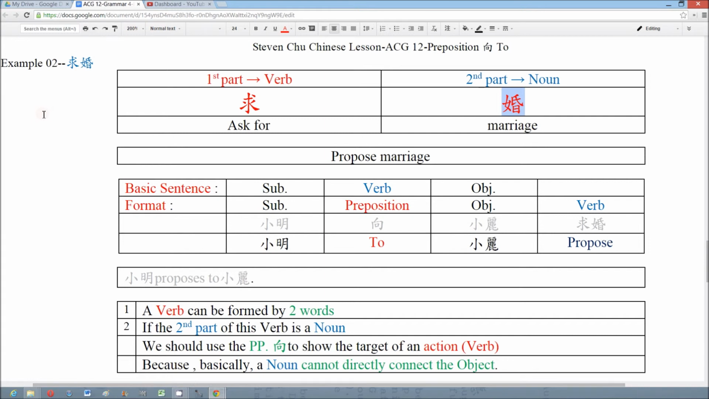Now we look at the example. 小明向小丽求婚. 小明 proposes to 小丽. We move the verb behind the object and use the preposition 向 to replace it, because the second part of the verb is a noun, so it cannot connect with the object directly.